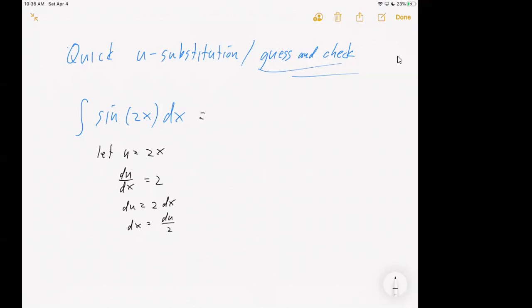And we could rewrite this as the 1/2 will come out, and this becomes the integral of the sine of u du. And we know how to do that. That would be 1/2 with a negative thrown in, negative 1/2 cosine of u plus c, and we know that that's negative 1/2 the cosine of 2x plus c.